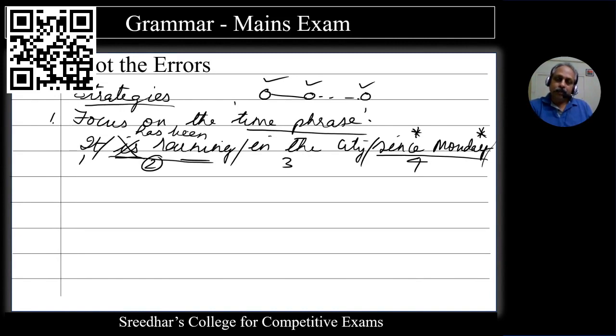In the exam, fortunately, they don't ask you to write the correct expression. But you should know for sure why there is an error and what exactly the error is. So here, when you see since Monday, there is no ambiguity. It is raining, present continuous. We cannot use present continuous with since Monday, and it should be: it has been raining in the city since Monday.